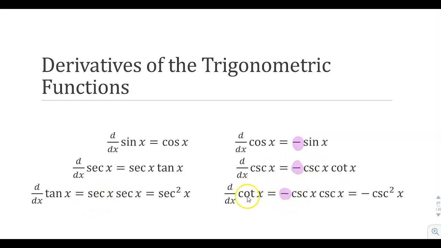And the same applies, if we look over here, for cosecant and cotangent. So cosecant x's derivative has a cosecant and a cotangent, so 2 cosecants, 1 cotangent. And the derivative of cotangent has 2 cosecants in it. And then you just have to remember the negative part. So hopefully that helps you remember the derivatives of the trig functions.